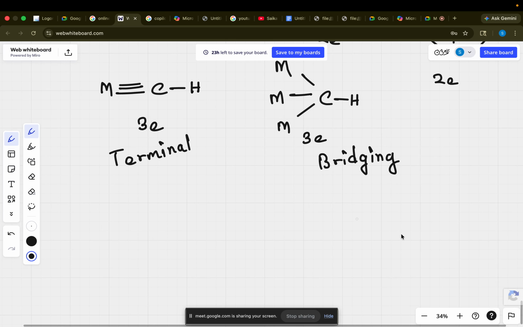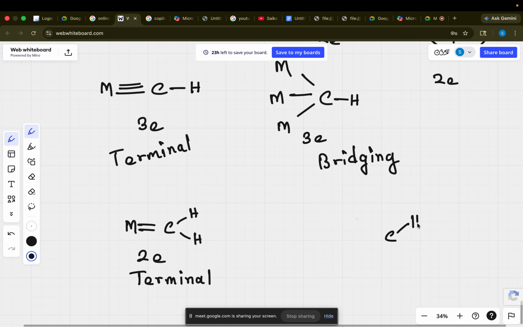Okay, same number of electrons. Similarly, if I talk about CH2, so this is your CH2. How many electrons left for the carbon center? 2 electrons left. So with a single metal atom, it will form a double bond. Okay, how many electrons it is donating? 2 electrons. When it is forming what? Terminal ligand. When it is a terminal ligand, it is donating 2 electrons.